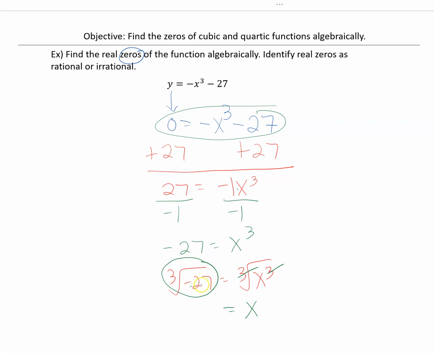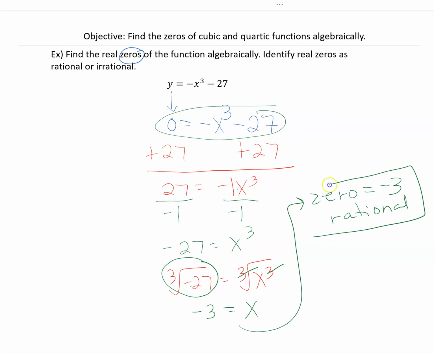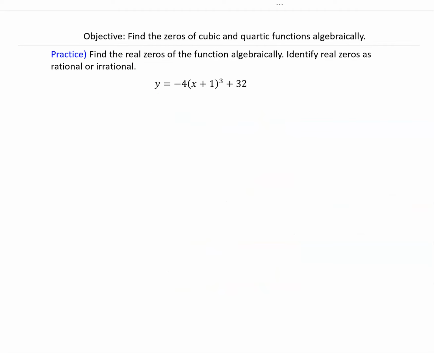The question is, is it rational or irrational? And in this case, it's rational because the number is negative 3. And so that then tells us that negative 3 is our 0. So our 0 is equal to negative 3. And as I mentioned, it is a rational number. All right, let's take a look at what's next.